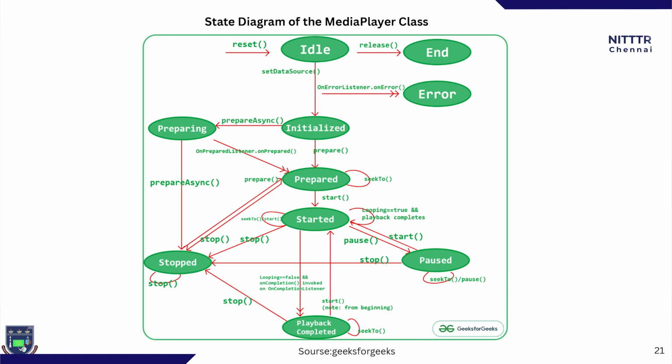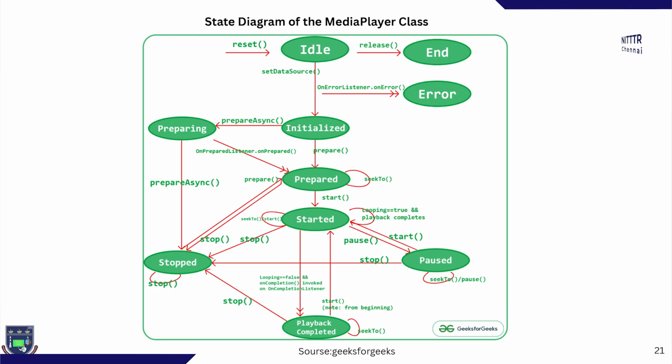This diagram shows the lifecycle of the Android media player and how it moves between the different states during audio and video playback. The player starts in the idle state after creation. Then, when you call set data source, it moves to initialized. After calling the prepare function or prepare asynchronous function, it goes to the prepared state, meaning that it is ready to play.